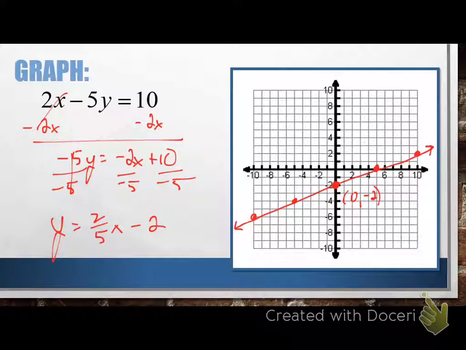The x-intercept, of course, is where the line touches the x-axis. That would be right here. That point is your x-intercept. The coordinates for that point right there are 5, 0.